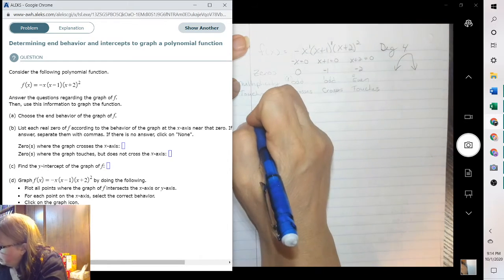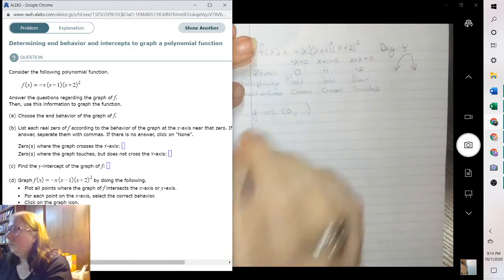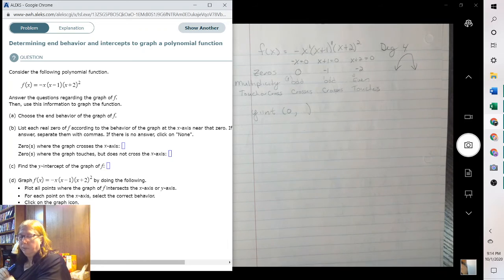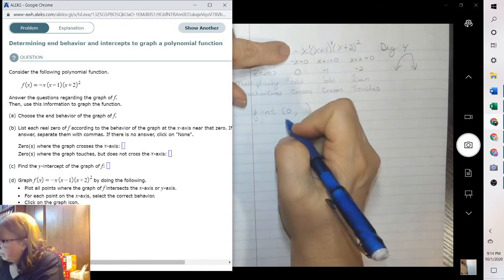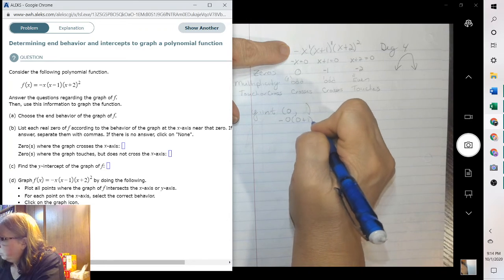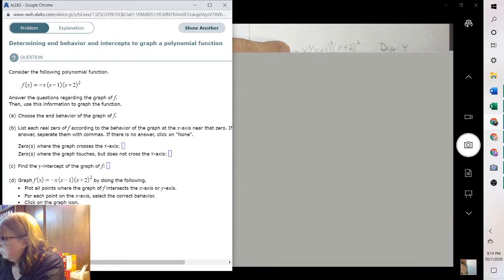The y-intercept, you let x be 0. Almost every graph you're going to graph, you'll find a y-intercept because it's an easy one to find. Plugging in, we have -0 times 0 plus 1 times 0 plus 2, which is 0.